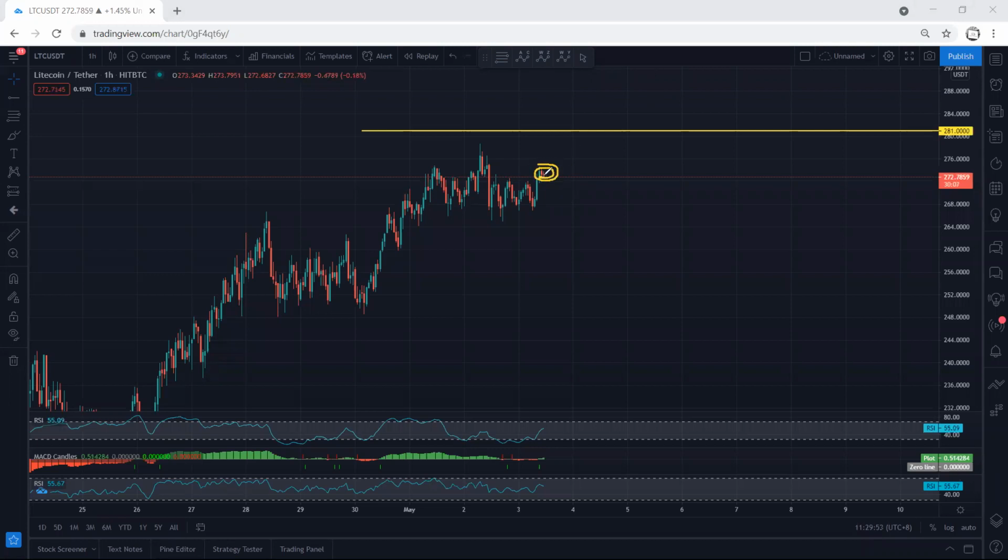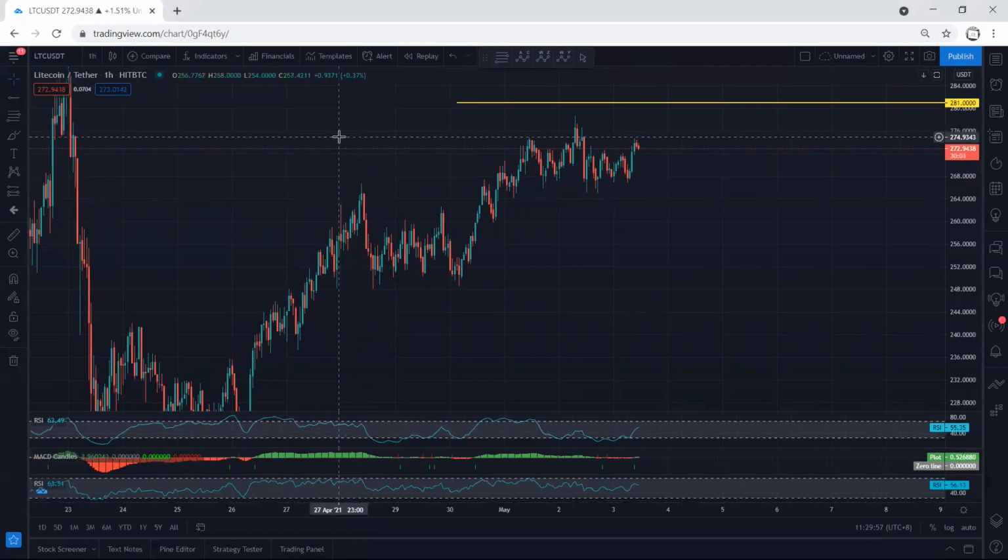If we get the flag, maybe we can look for a trade. Anyway, we just follow the chart. If I see any update, I will share.